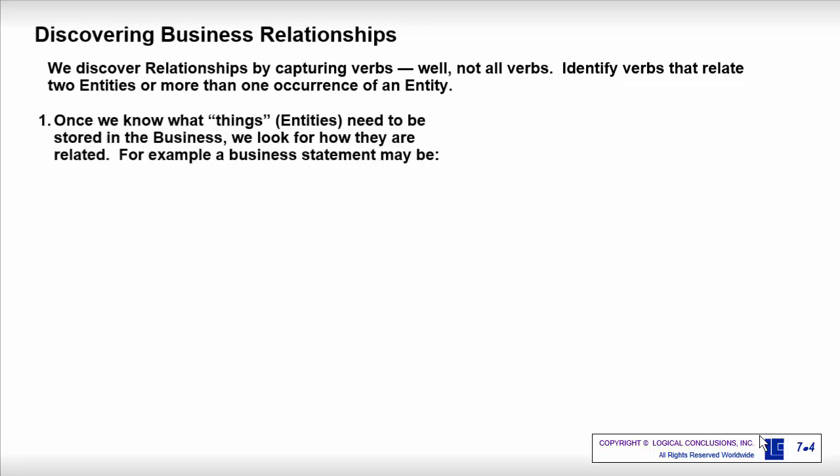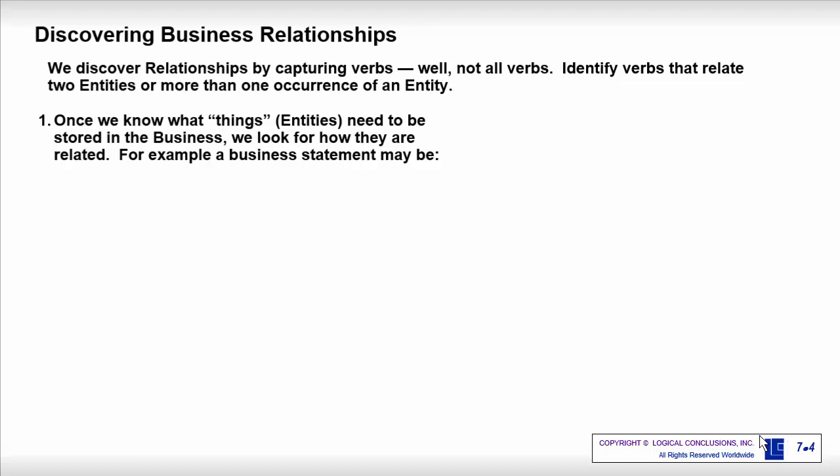How do we discover business relationships? Well, we discover relationships by capturing verbs. Well, not all verbs. Identify verbs that relate to entities or more than one occurrence of an entity. I'll show an example of relating two or more occurrences of an entity later, but first let's talk about relating two separate entities.